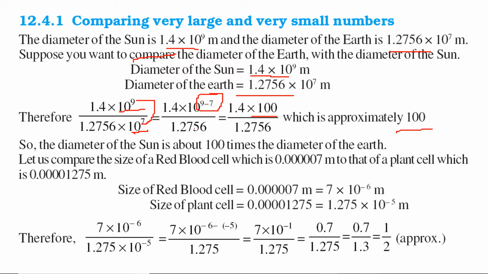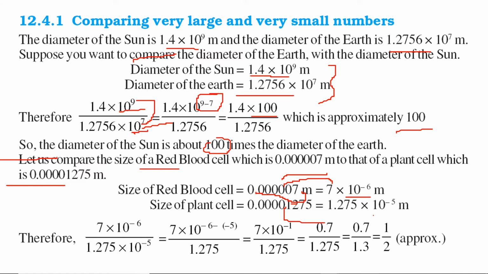Then from this example we got that the diameter of sun is about 100 times the diameter of the earth. Now let us compare the size of RBC, which is this much, to that of plant cell, which is this much. So how to get the idea? First of all, let us take these numbers in the standard form. So this is 7, we have to shift this point till here, so that will be 6 shifting to the right, so 7 into 10 to the power minus 6. Here we have to shift the dot, meaning decimal, to this point, 1 point. So how many shifting will be there on the right hand side?